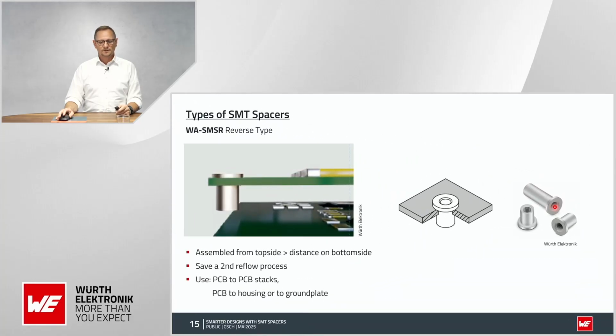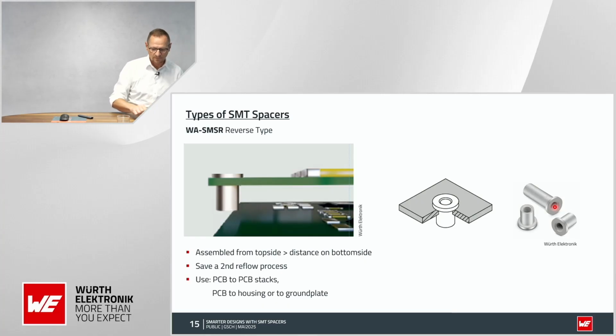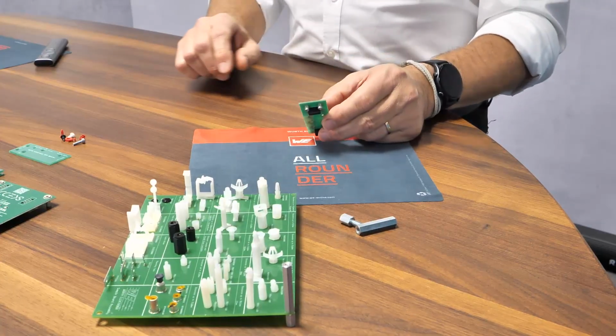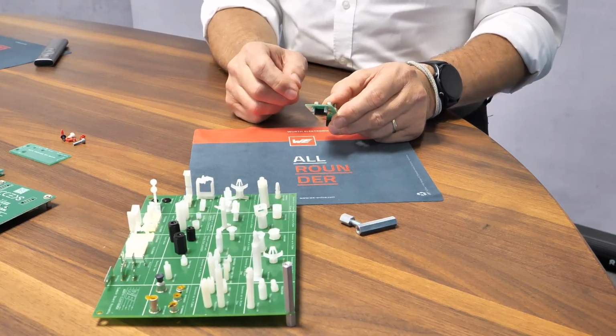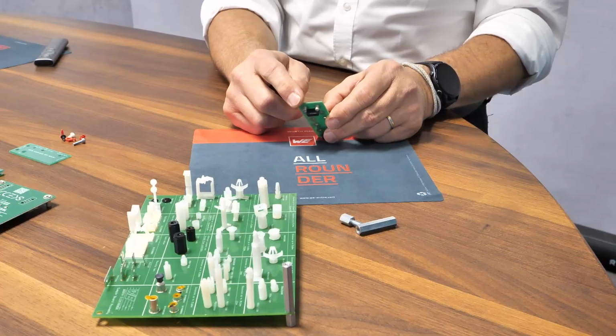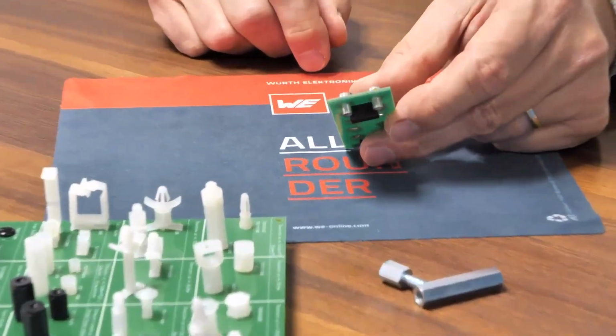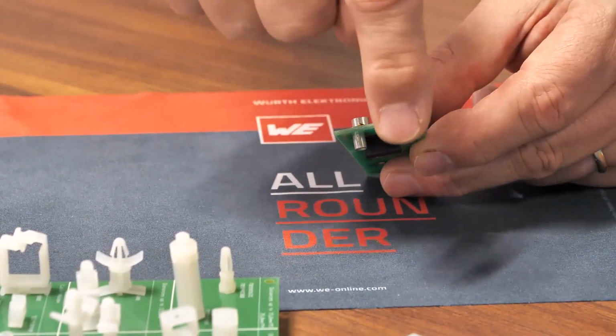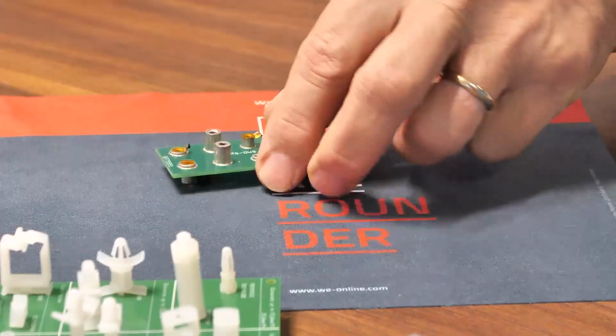Now we have a very special type already. It's the reverse type, and here I can show you on the image. If we switch to the hand camera, this point is to achieve a certain height to the bottom side. If you look here, this type is assembled from top, but it creates a distance to the bottom. So what's the reason for that?